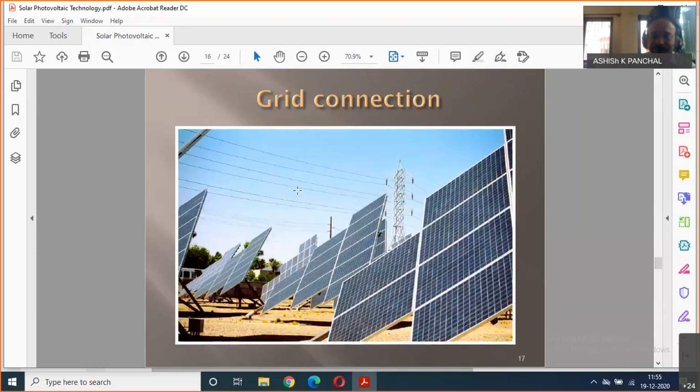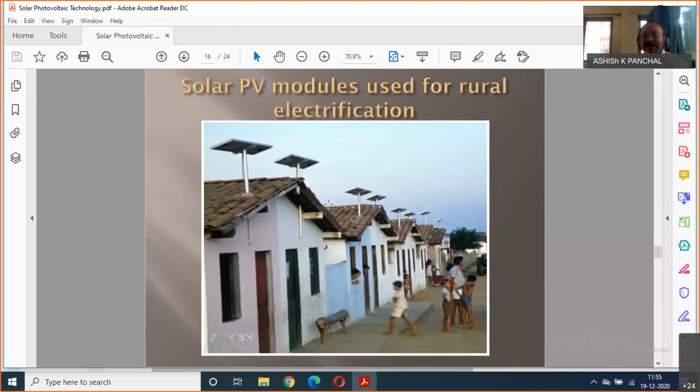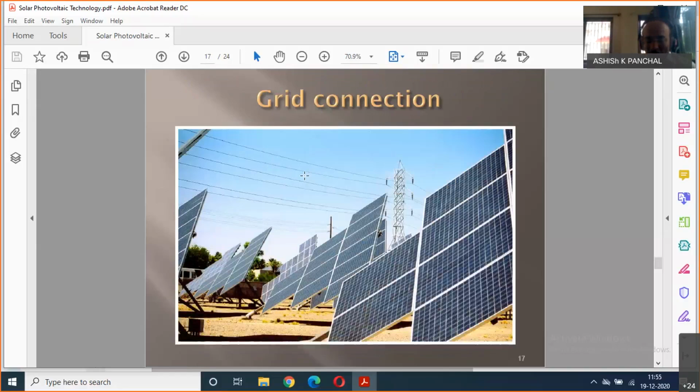Now see, in the earlier application, the power generation is during daytime. So you store it in a component, that is the battery. So that is one problem that comes up.